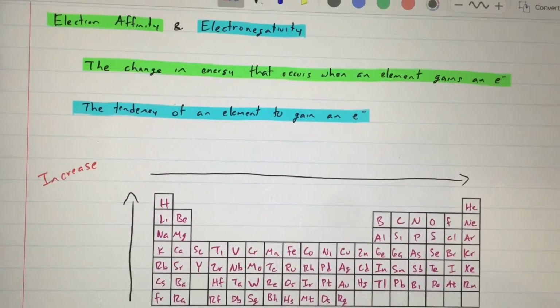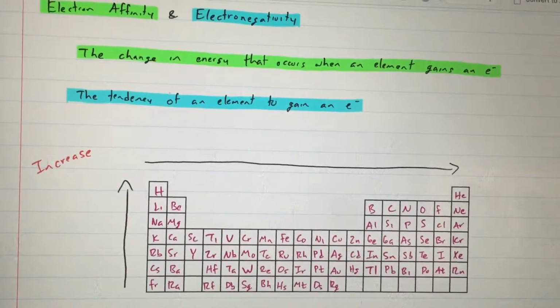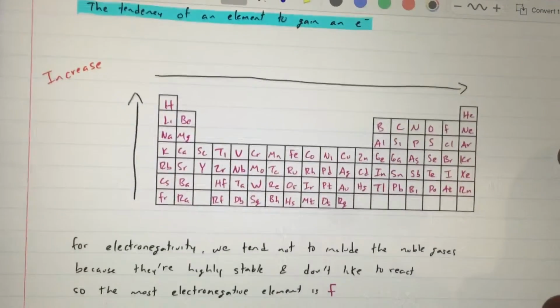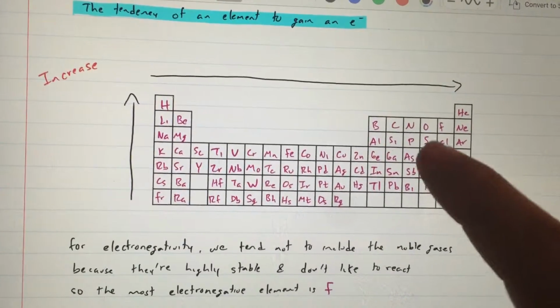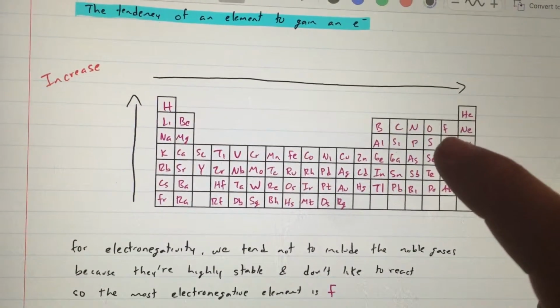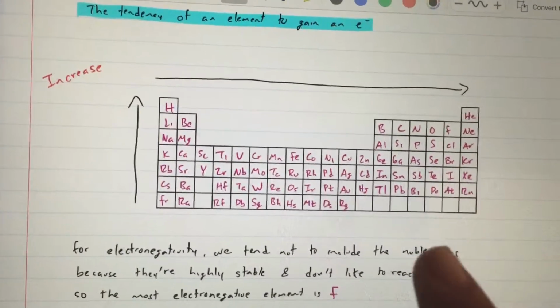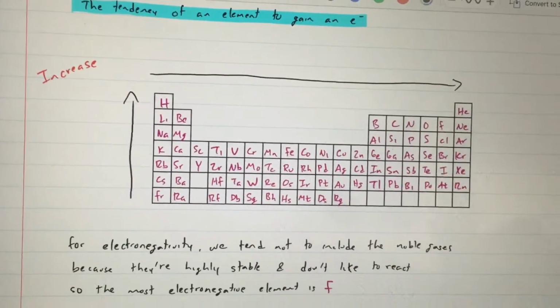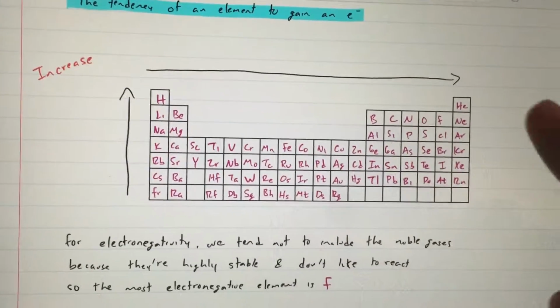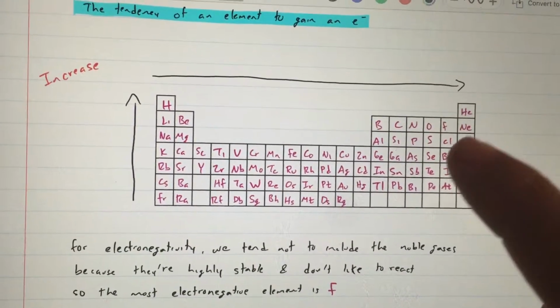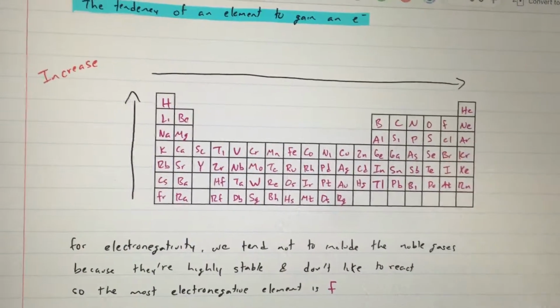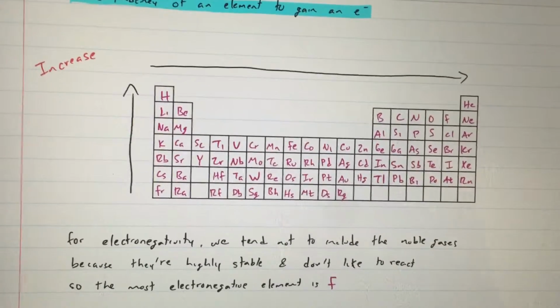gases because they don't want to gain an electron. They want to be just like they are. So if we remove the noble gases for that trend, the most electronegative element is fluorine, right? It is the one at the highest and the most to the right. Not counting the noble gases because they don't get included in this trend. So fluorine is the most electronegative element. And that's it for the trends.